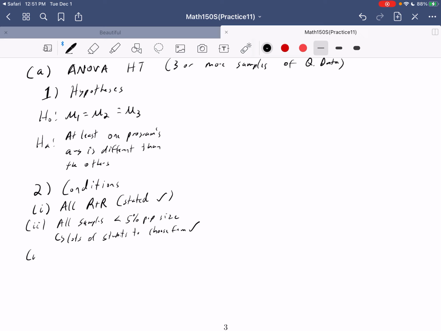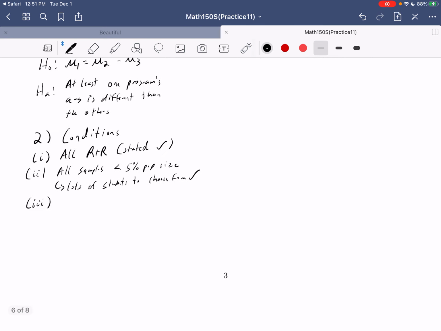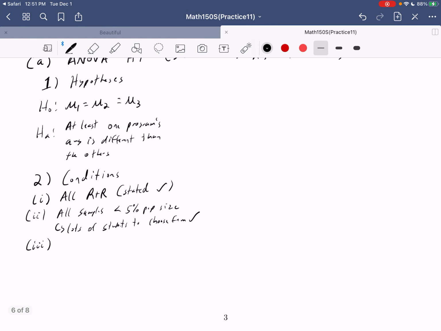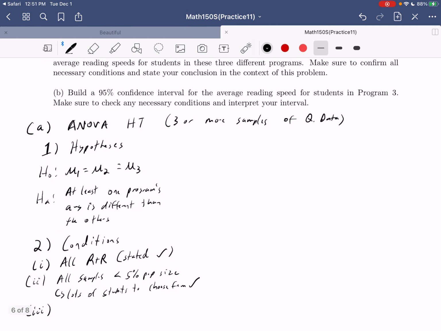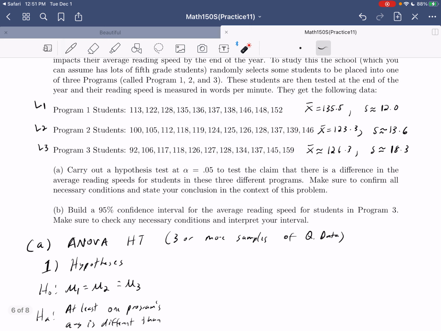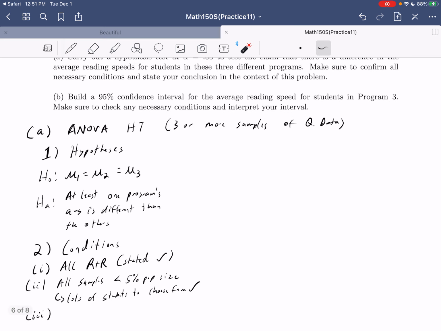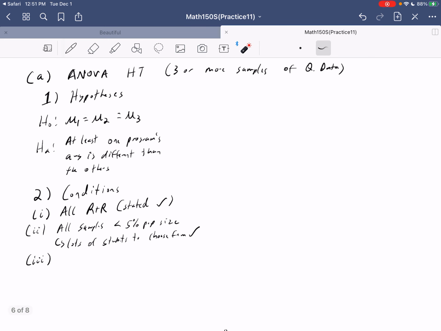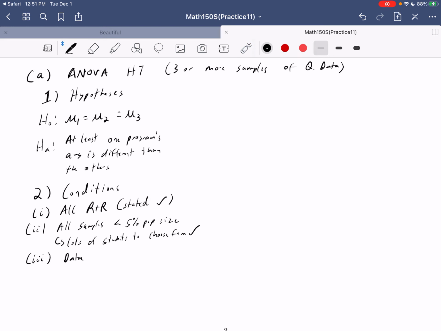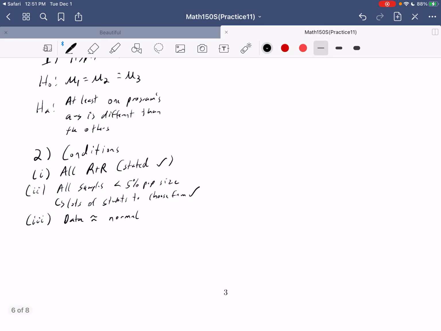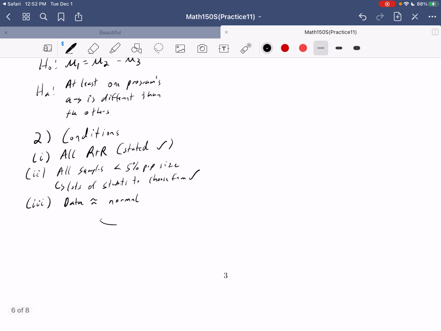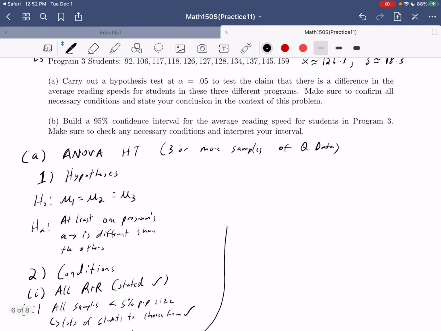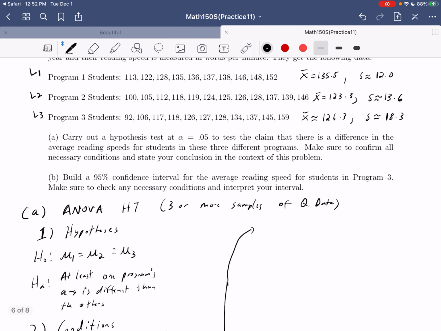So we're all good. For condition 3, all right, this is where we have to confirm that the data sets are either each greater than or equal to 30, or we have to do stem and leaf plots. If we go back and look here, we can see that none of these had more than 30 data points, so we're going to be doing stem and leaf plots for each of these. So we need to make sure the data is approximately normal. So I think it'll be a little bit easier if we just swing those up here. So let's do program 1.